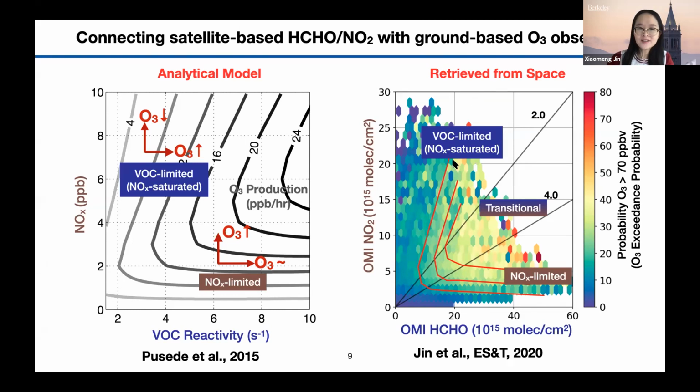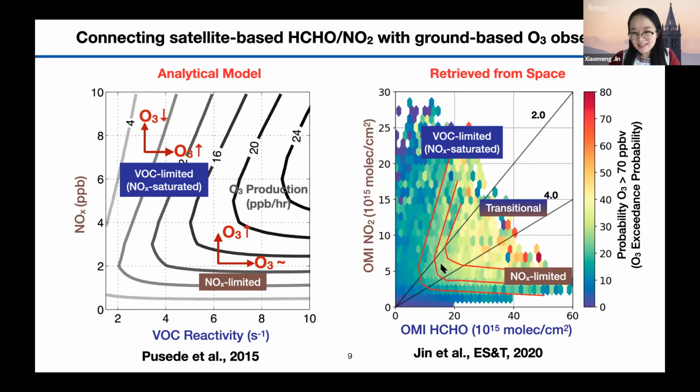And so we can see that this figure generally captures the patterns of the ozone isopleth. At the high formaldehyde to NO2 ratio, which is this area, we can see that the ozone exceedance probability decreases with lower NO2, which means that ozone exceedance is less likely to occur with NOx reduction, which indicates NOx limited regimes. Over this area, when the ratio is lower than 2, we can see that the ozone exceedance probability increases with lower NO2, which indicates NOx saturated chemistry.